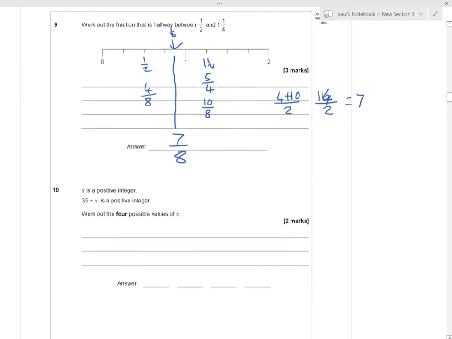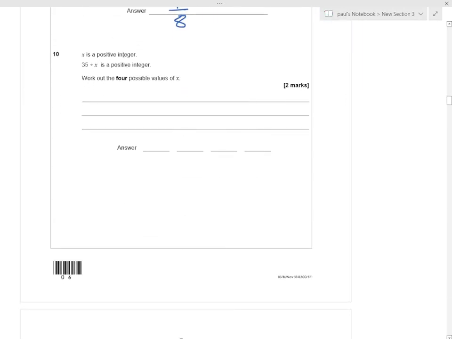Number line, that one. x is a positive integer. 35 divided by x is a positive integer. So we've got to find all the numbers that go into 35, so it's factors. And it's got to come out as a whole number. So all the factors of 35 are 1 times 35, 5 times 7. That's it. 1, 5, 7, 35.